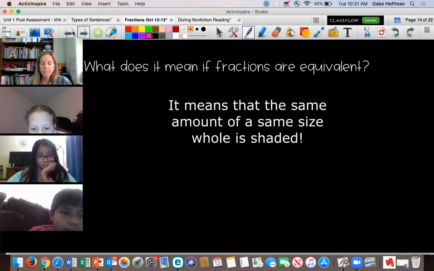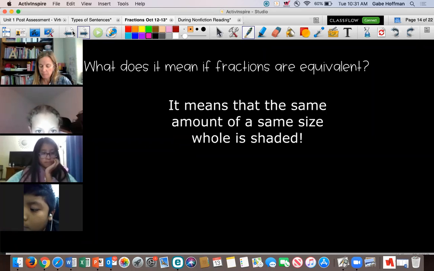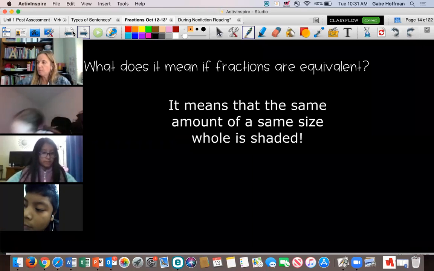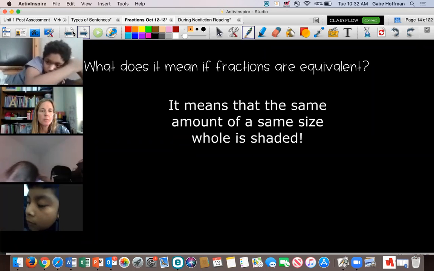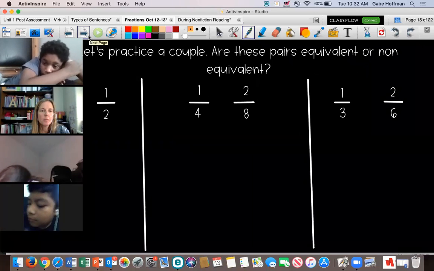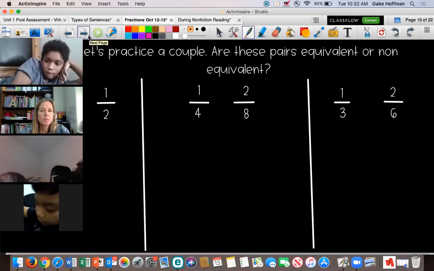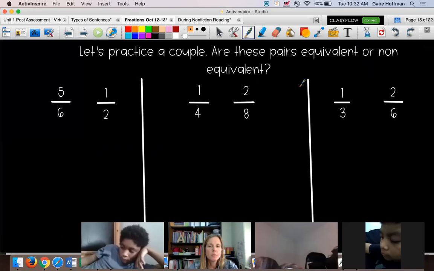All right, so a little review. What does it mean if fractions are equivalent? Cynthia? It means the same amount of a same size whole shaded. Yep, the same amount of a same size whole is shaded. So that's just a little review on what that means. And we're gonna practice a couple like we did yesterday.